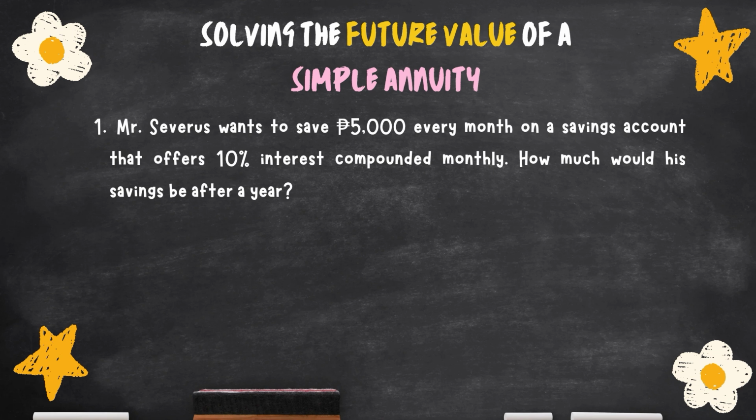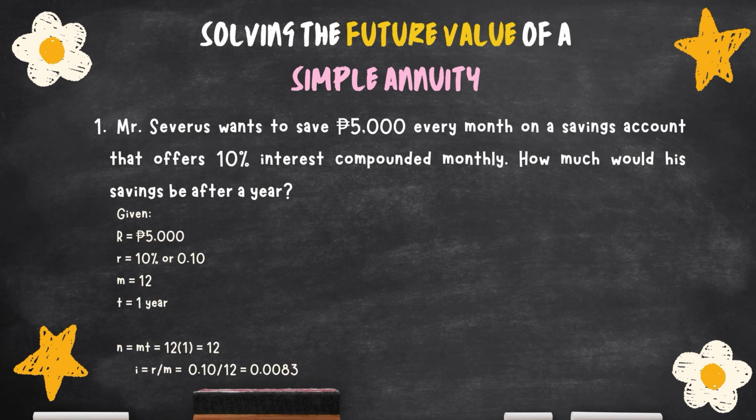Now let's first identify the given elements. We have the R, which is 5,000 pesos, the rate 10% or 0.10, m the conversion period, which is 12, and time 1 year. And we also have to get the n, which is the product of m and t, and that gives us 12 times 1, which equals 12. That's our n. And the i is r over m, which is 0.10 over 12, and that will give us the result 0.0083.